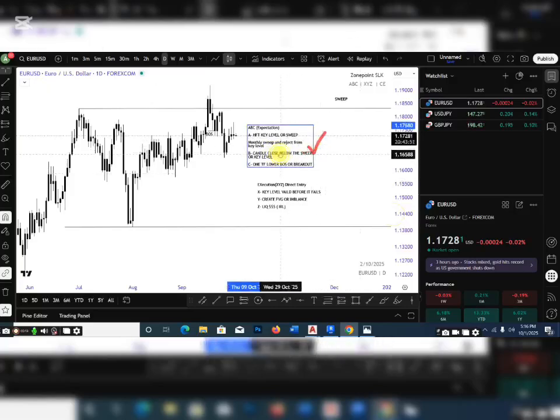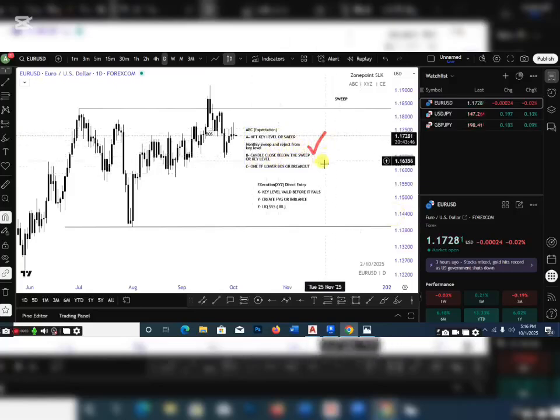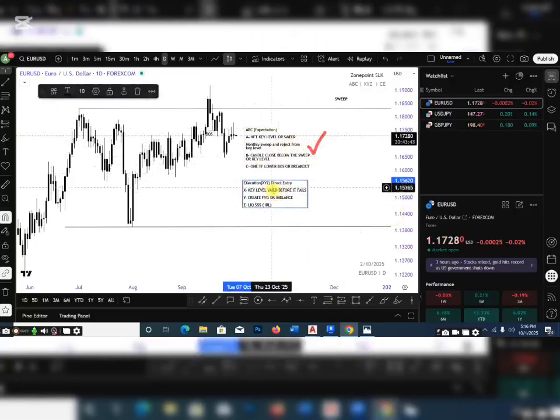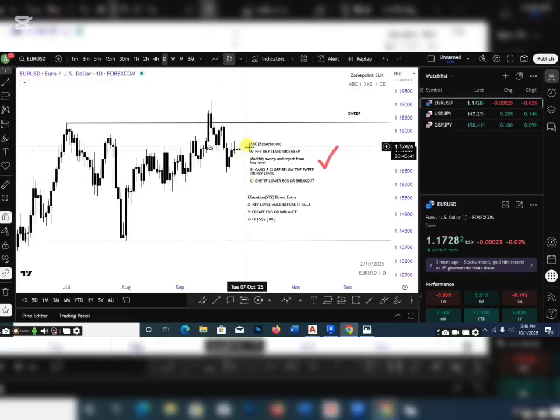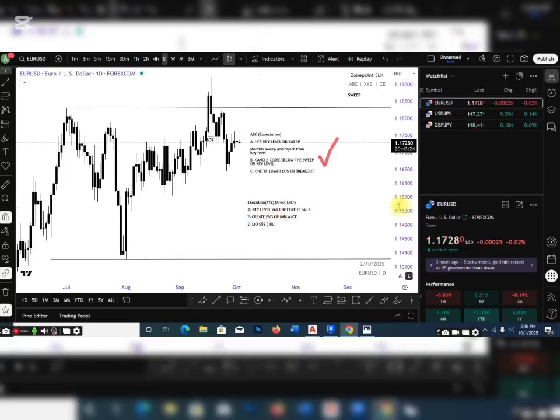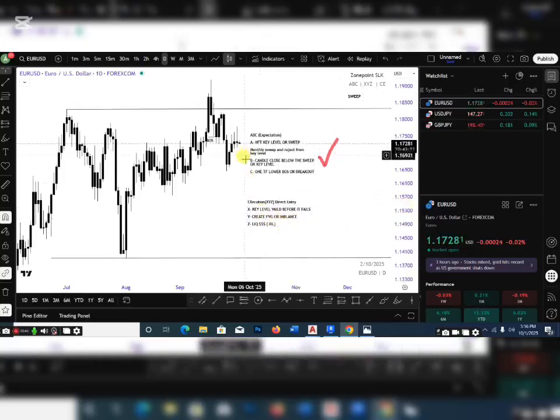So now that the ABC has been met, checked and confirmed, we want to look at XYZ, which is the execution. In the XYZ execution, I go with the Y first before the X. Y is create FVG or imbalance. We need to see an FVG or imbalance after the break of structure on this one time frame lower.